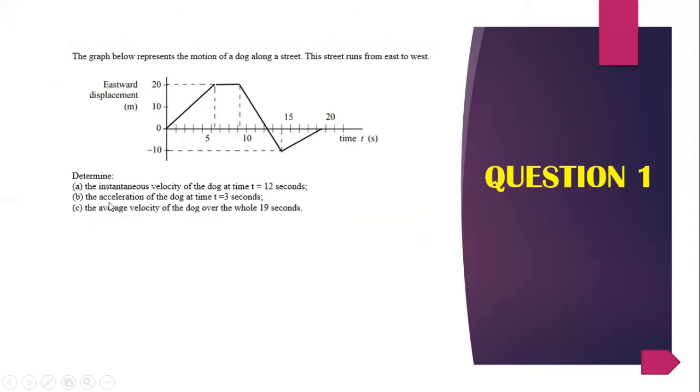Determine A, the instantaneous velocity of the dog at the time t equals 12 seconds. B, the acceleration of the dog at time t equals 3 seconds. And C, the average velocity of the dog over the whole 19 seconds. This question is very easy.